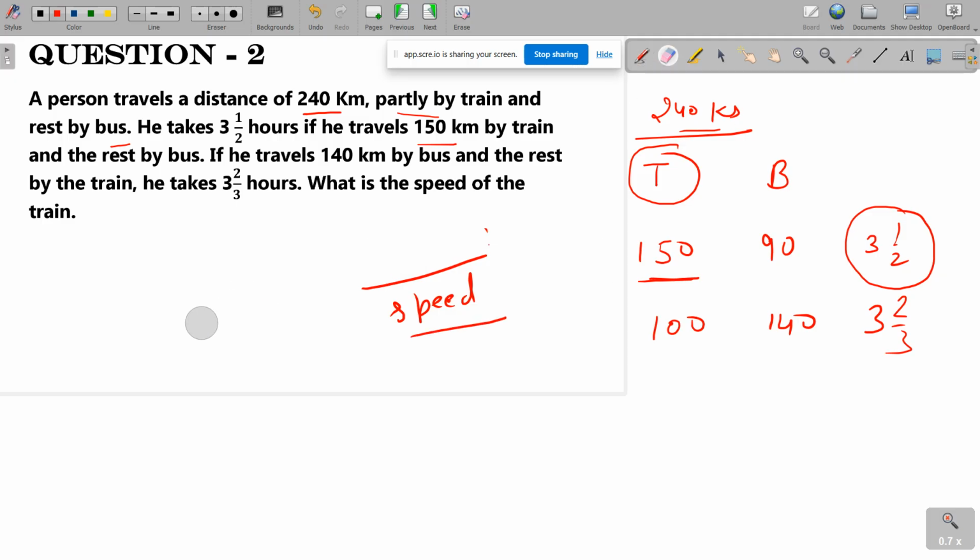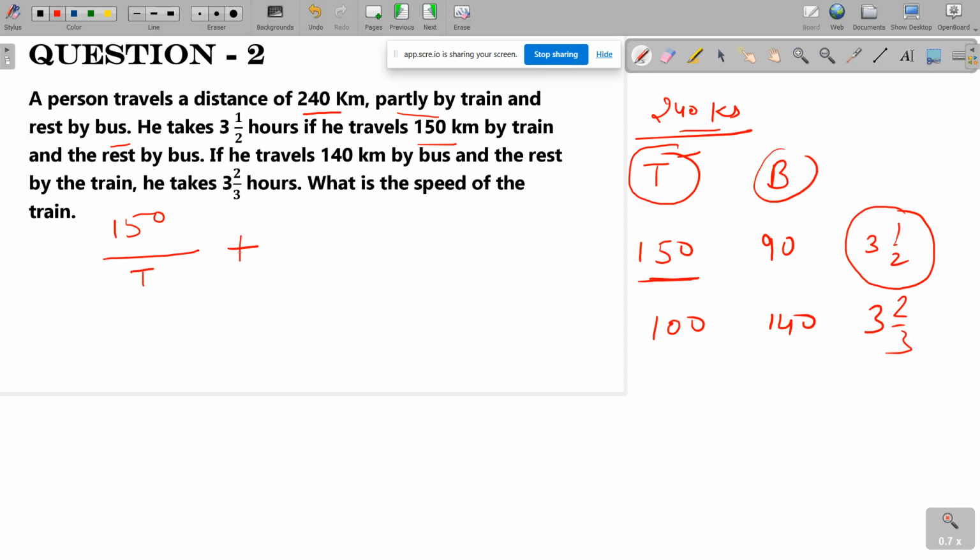First, we can make a very simple equation. We need to keep in mind the formula I just wrote: 150 kilometer distance upon speed. If I denote t as the speed of train and b as the speed of bus, then it is 150 upon t, the time taken by train to complete this 150 kilometers, plus the remaining 90 kilometers covered with the speed b, 90 upon b kilometer per hour, and the total time taken is 3.5. 3.5 we can write as 7 by 2.